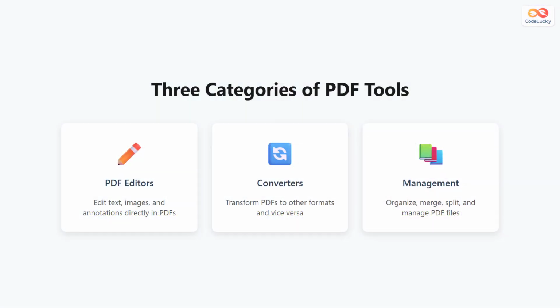PDF tools fall into three main categories. First, PDF editors allow you to edit text, images, and add annotations directly within PDF files. Second, converters help you transform PDFs into other formats like Word, Excel, or PowerPoint, and convert other formats back into PDF. Third, management tools help you organize, merge, split, and manage your PDF files efficiently.